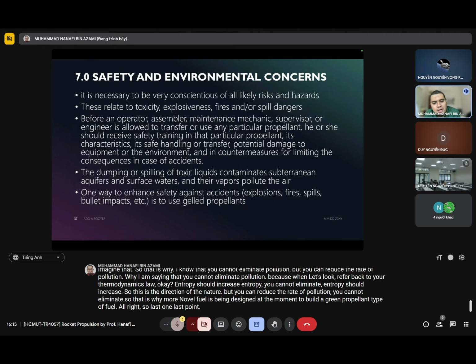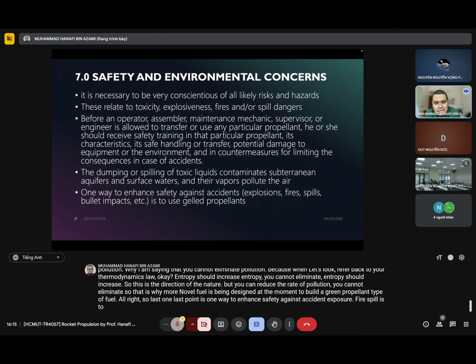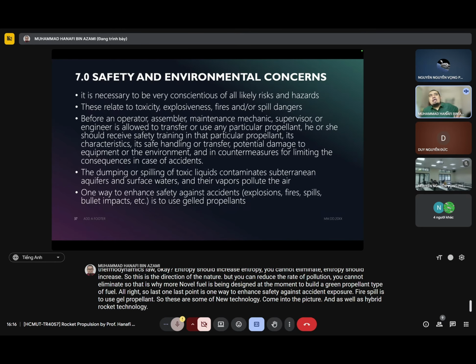So the last point is, one way to enhance safety against accident, explosion, fire, and spill is to use gel propellant. So these are some of the new technologies coming into the picture, as well as hybrid rocket technology, which is moving forward as the next generation of fuel.